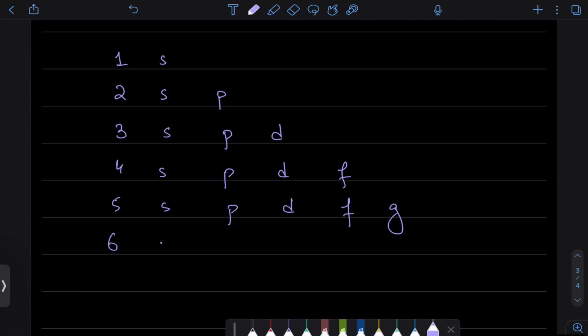6 will have S, P, D, F, G, H, and so on and so forth. But how are the energies arranged? Energy is not arranged like this. Energy is arranged like this. So here's what we're going to do.